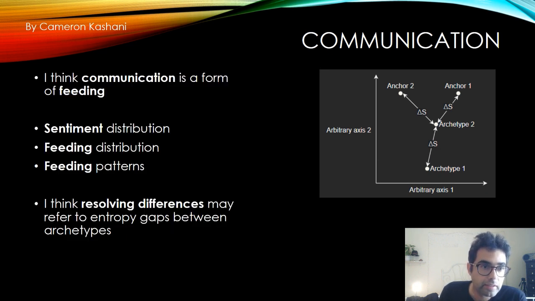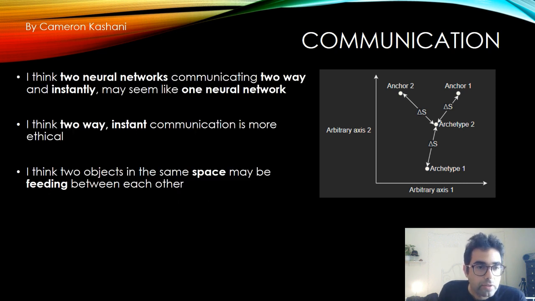So I think communication may be a form of feeding. I think sentiment distribution may be the same thing as a feeding distribution, which may be the same kind of thing as a feeding pattern. I think resolving differences may refer to entropy gaps between archetypes. I think two neural networks communicating two-way and instantly may seem like one neural network. I think two-way instant communication may be more ethical. I think two objects in the same space may be feeding between each other.